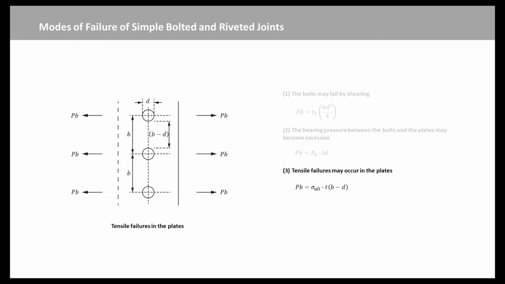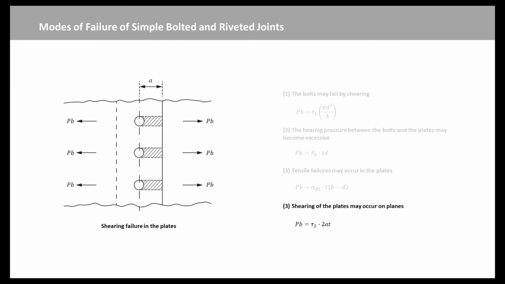Next, tensile failures may occur in the plates. The most heavily stressed area of the plates is (b minus d) times T. If the material of the plate has an ultimate tensile stress of sigma ultimate, then a tensile failure occurs when P times b equals sigma ultimate times (b minus d) times T.